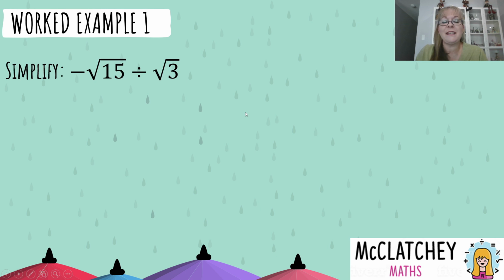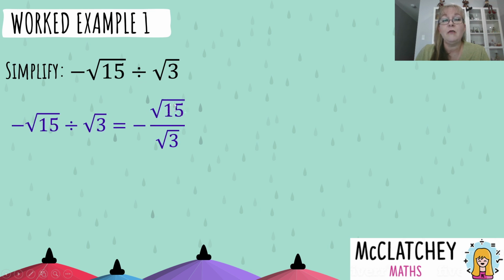Here's our first worked example, negative root 15 divided by root 3. Now don't panic about that negative sign. All that means is negative 1 is multiplied by root 15. It'd be a problem if the negative was under the square root sign, but it's not, it's on the outside. Now you would remember that this division can simply be rewritten as a fraction. So we're going to rewrite that as a fraction now. Root 15 divided by root 3. Now this negative symbol will sit out the front, so you don't need to put it up the top or down the bottom. You don't have to. If you do, it doesn't make a difference.